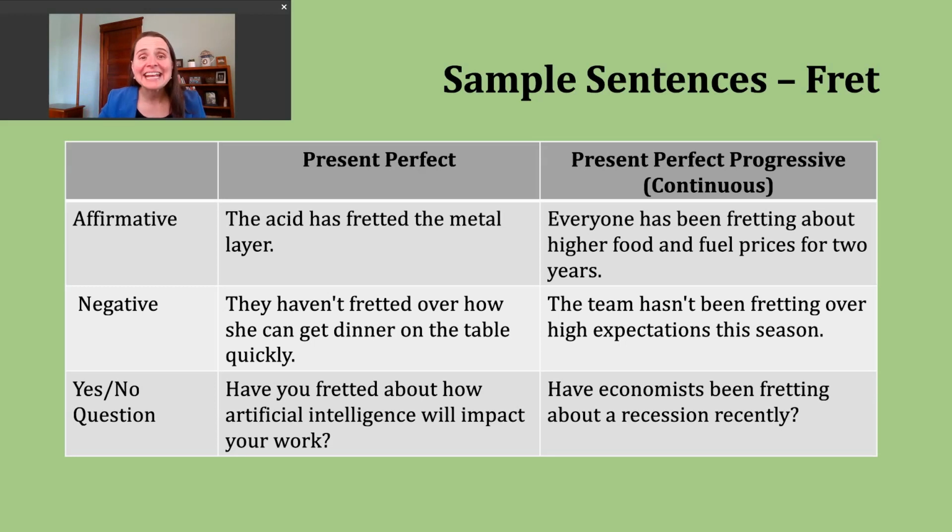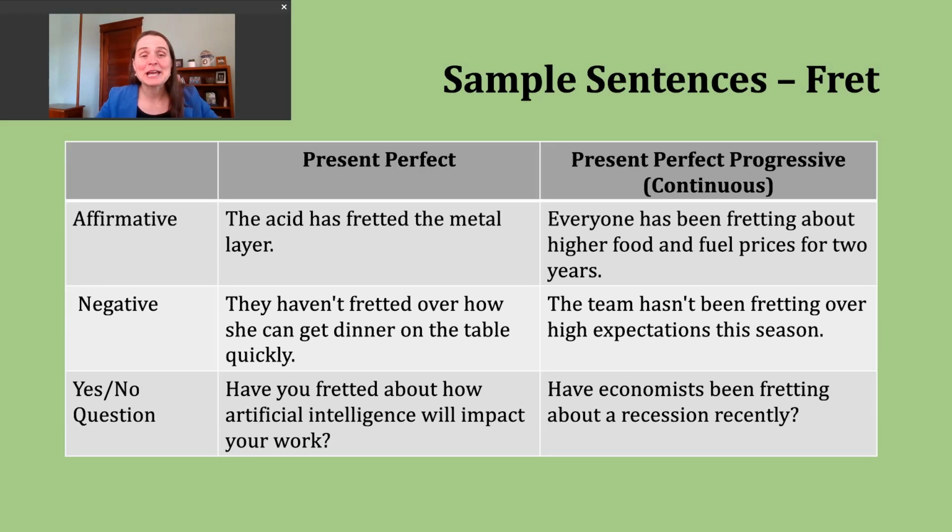Now, if you want to make a negative present perfect sentence, what we're going to do is start with our subject and then use have or has, whichever form matches that subject, then use not, and then the participle. You might hear the contractions haven't or hasn't, and then the participle. I've used the contraction form in my example sentence. They haven't fretted over how she can get dinner on the table quickly. Okay, so perhaps we're talking about a family, and for whatever reason, this is not a concern, not something anyone in the family is worrying about.